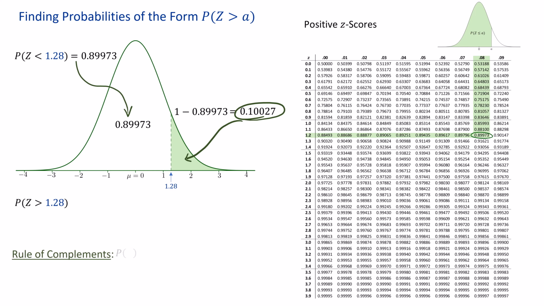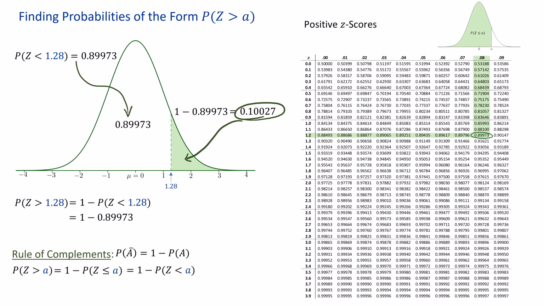which says that the probability of the complement of event A is 1 minus the probability of event A. And you've probably seen this in the chapter on probability that covers the addition rule and multiplication rule. Applying this rule to the probability that z is greater than a, we get 1 minus the probability that z is less than or equal to a, or equivalently, 1 minus the probability that z is less than a. So applying this rule to the probability that z is greater than 1.28, we get 1 minus the probability that z is less than 1.28, which is equal to 1 minus 0.89973, and this equals our final answer, which is the same value we got before.